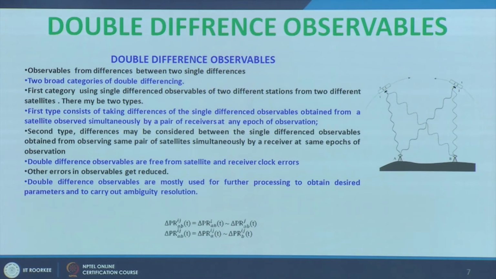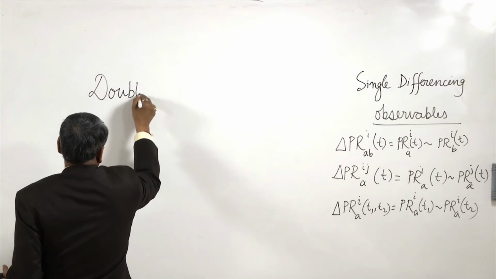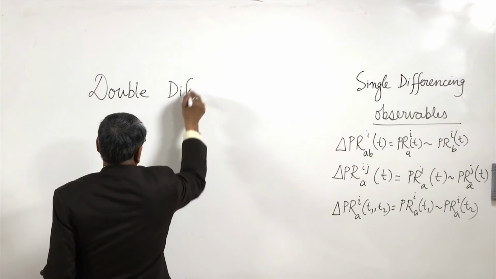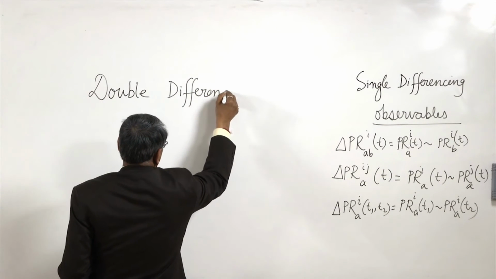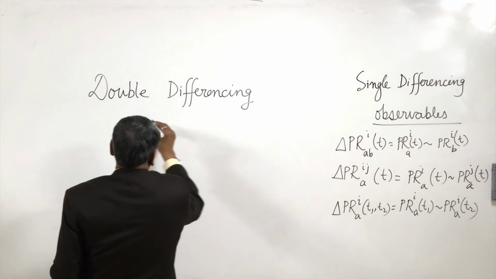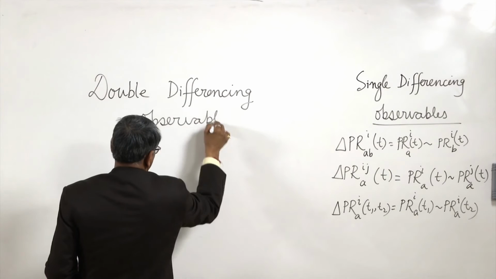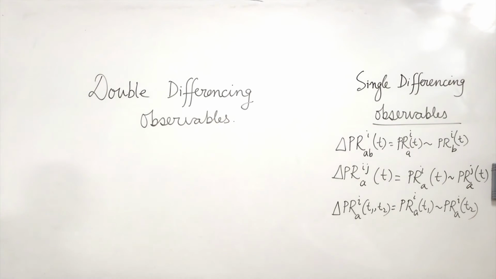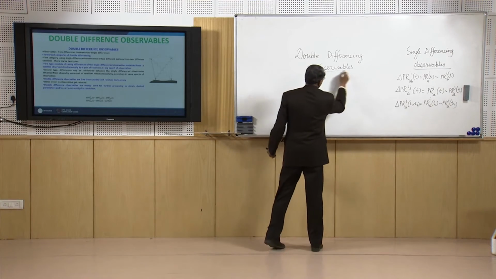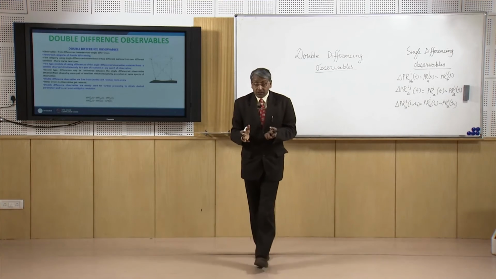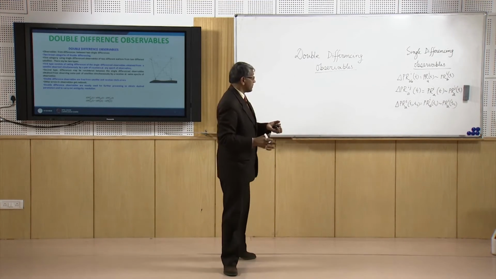Now, double difference observables. Actually, double differencing observables are the difference of the single difference observables.